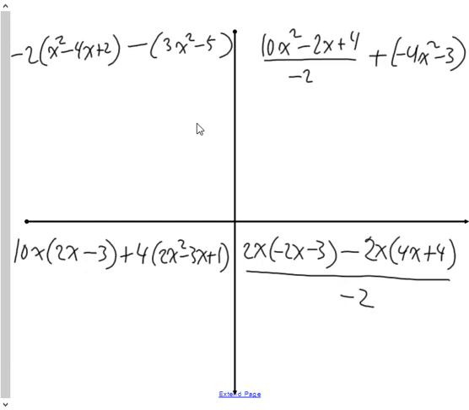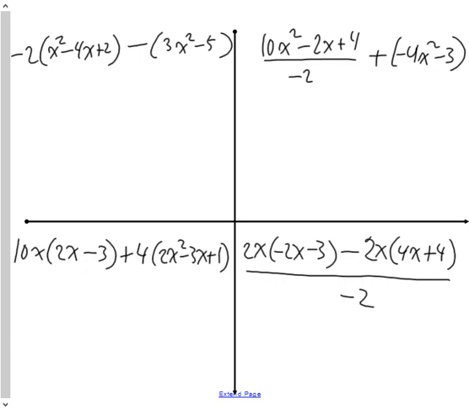So the first question gives us a multiplication of -2 by the trinomial x squared minus 4x plus 2, take away the binomial of 3x squared minus 5. So the first thing, of course, since we have 2 operations here, we have the multiplication and we have the subtraction. And after that, we would just gather like terms with the polynomials. So the first thing we're going to do is multiplication.